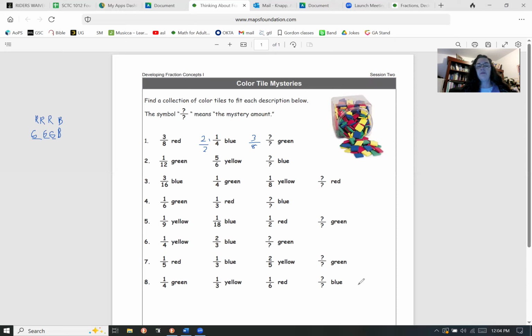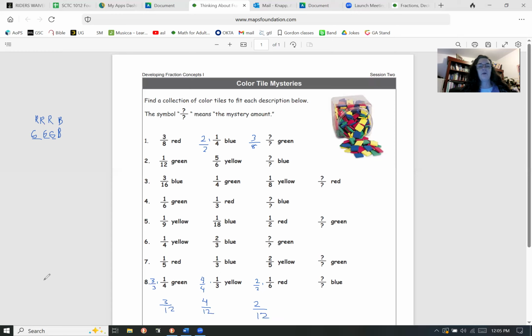So we'll put all of these in terms of 12ths now. So a 4th times 3/3 would be 3/12ths green. And then multiplying a 3rd times 4/4 again gets us to a denominator of 12. That would be 4/12ths yellow. And taking a 6th times 2/2 gets us 12 in the denominator. So we have 2/12ths red.